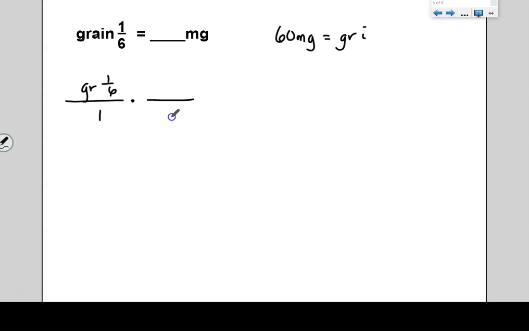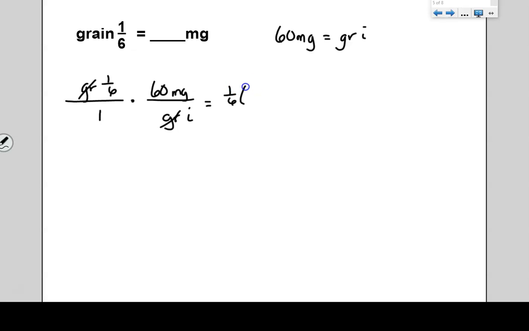This time I need the grains to cancel, so grains go on the bottom and the milligrams go on the top. And I look up here, 60 milligrams is 1 grain, so my grains would cancel, and I know my answer is going to be in milligrams. Now let's do the math a little slowly.